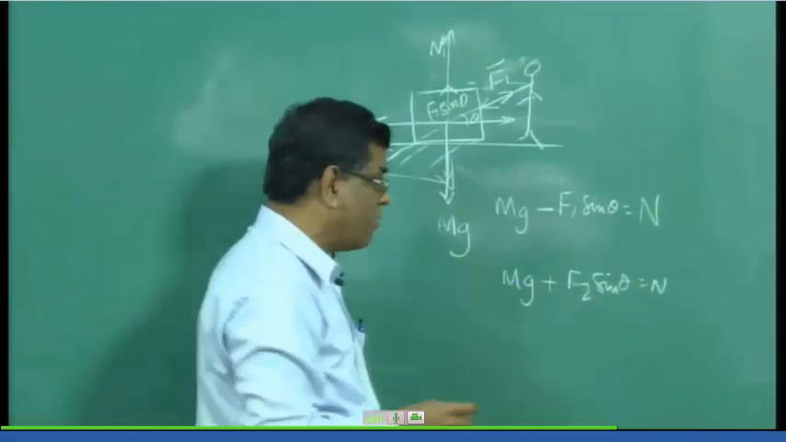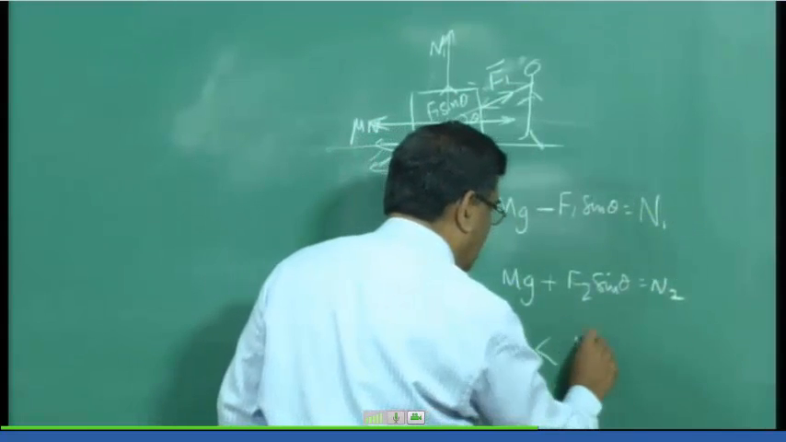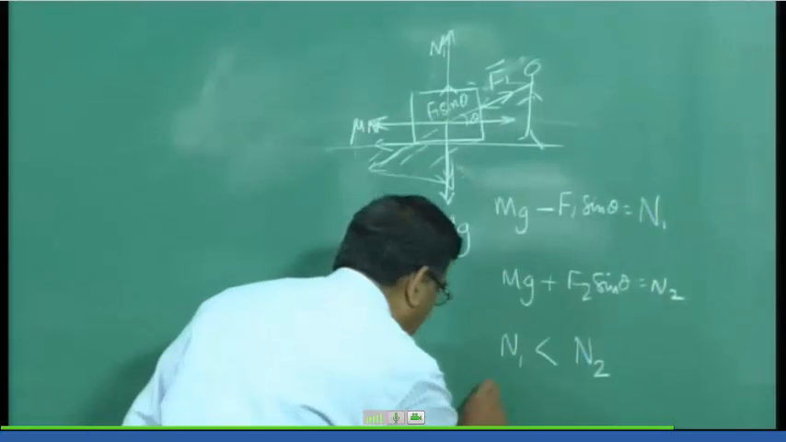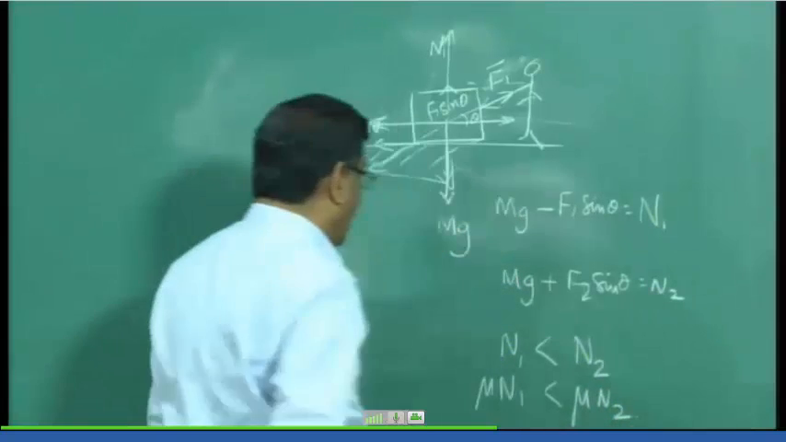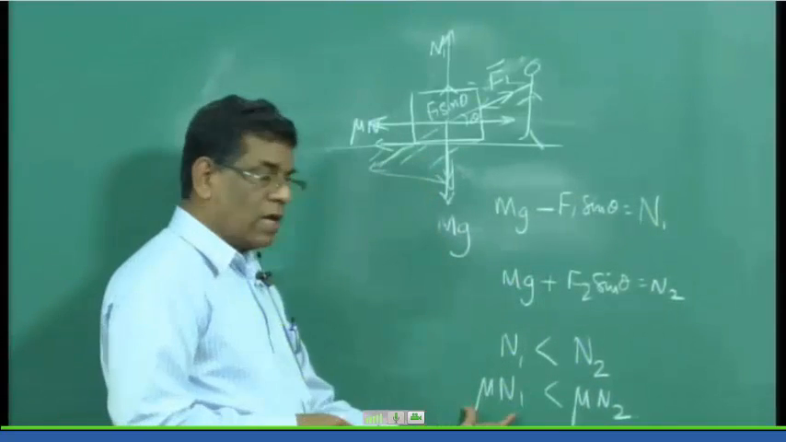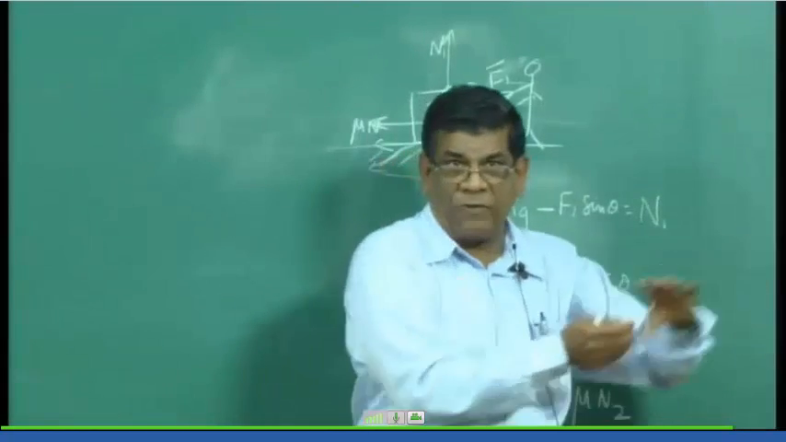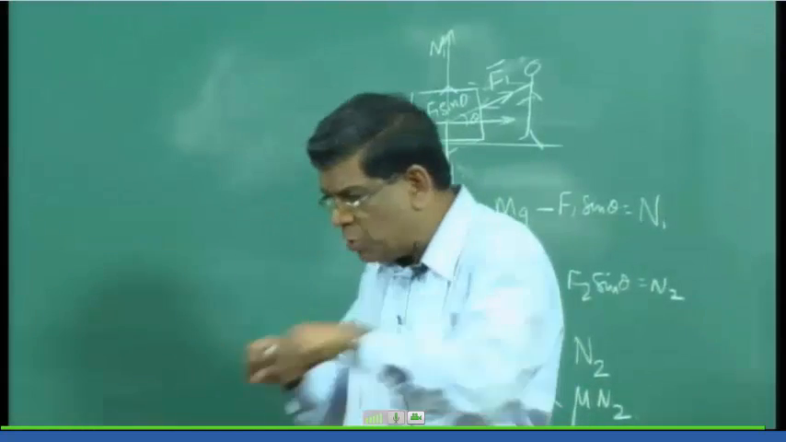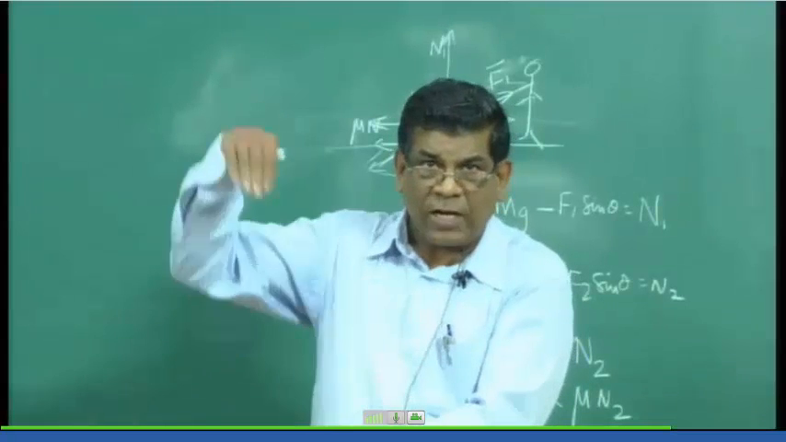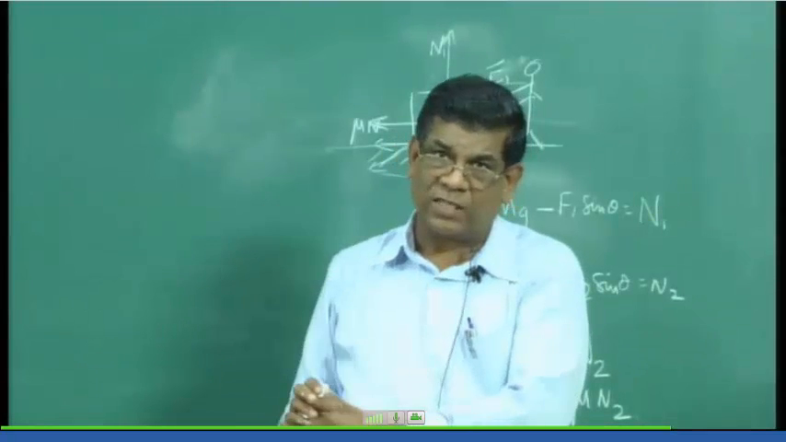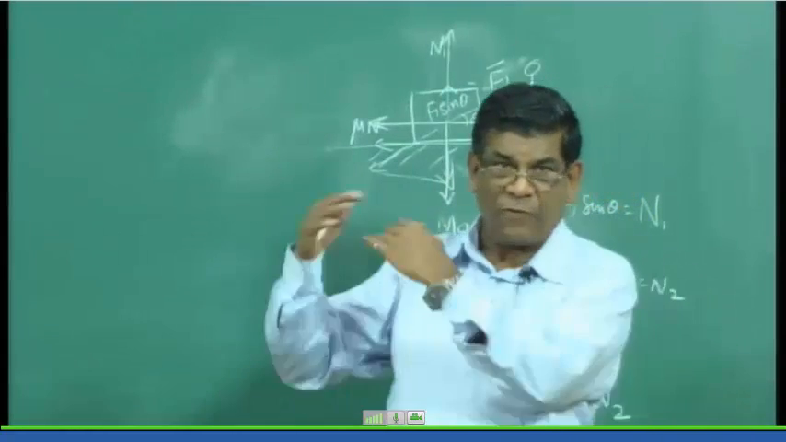So which reaction force will be more? N1 will be less than N2. Therefore mu N1 is less than mu N2. Therefore I will have to oppose less friction when I pull, and therefore it is easier to pull a heavy object than push. When you push, you are trying to push it towards the ground, so that increases the vertical force, and therefore the reaction force increases, and friction also increases. If I pull like that, the reaction force decreases, therefore friction also decreases.